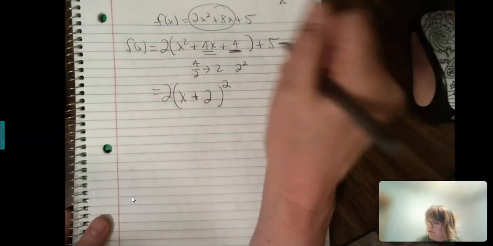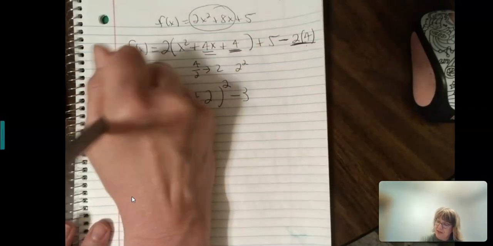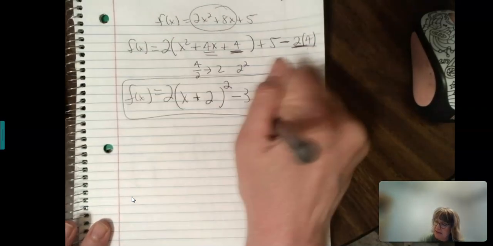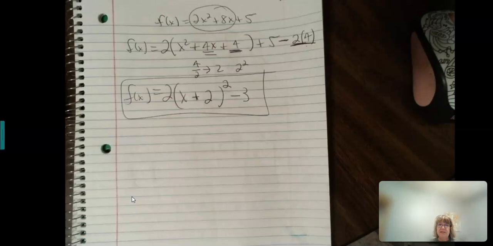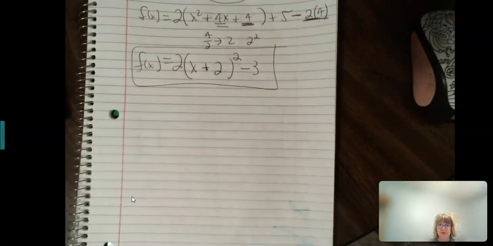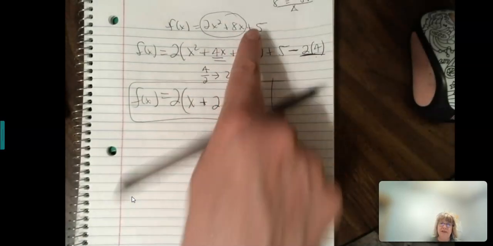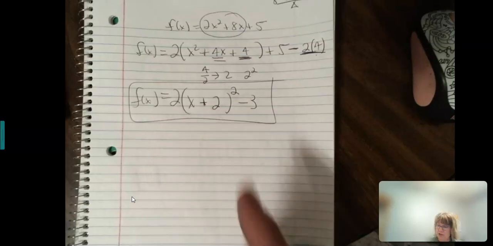And then over here, you have 5 minus 8, so you are at minus 3. And this, okay, is in the form that is going to give you the vertex. So we call that vertex form, okay? All right. Now, this tells you some stuff in that form. This tells you other things. So what is your vertex?